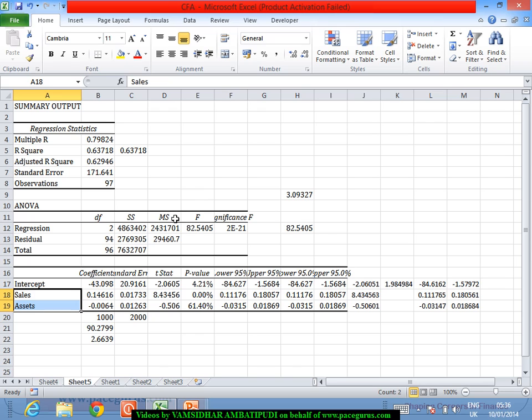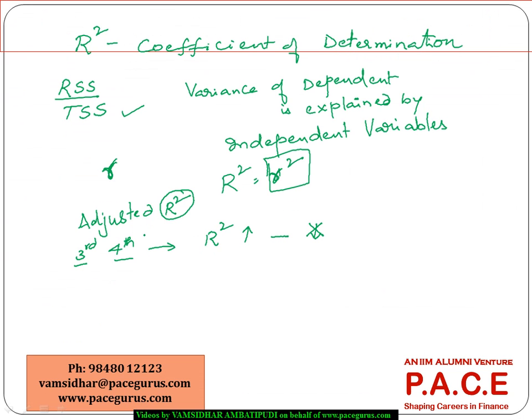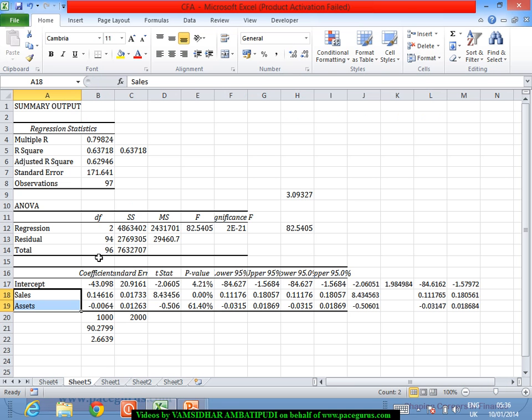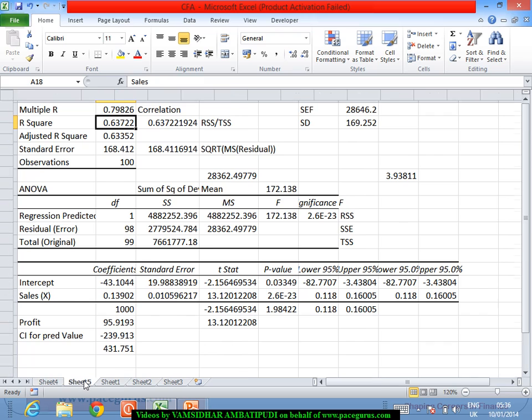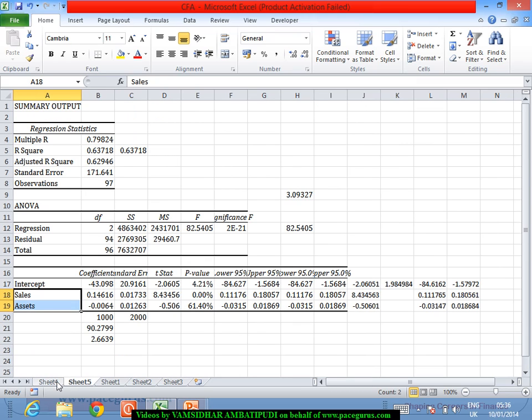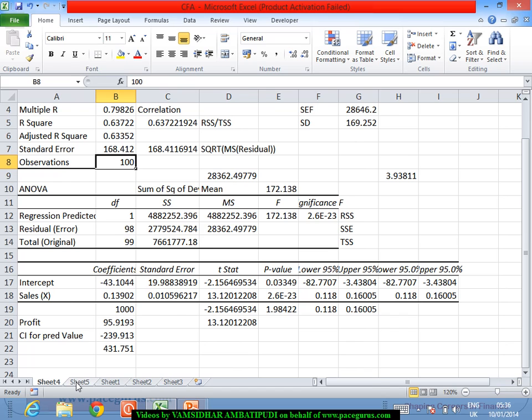This is one point which you have to keep in mind. R squared will continue to keep increasing only with the addition of a new variable, even if that new variable does not contribute significantly to the model. If you just want a confirmation, when I looked at the simple regression model, we got r squared as 0.6372. The data was slightly different. Here we had 100 observations, here we had 97.